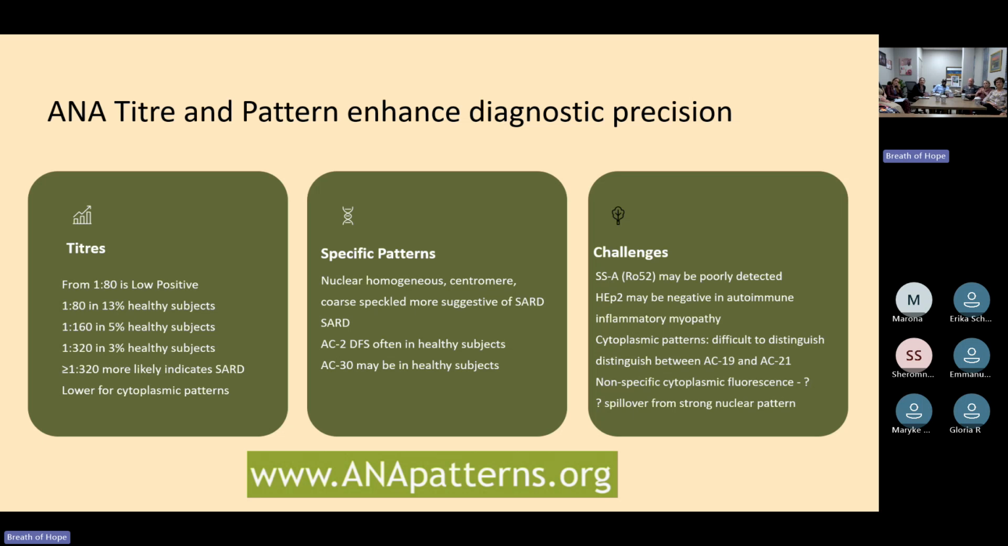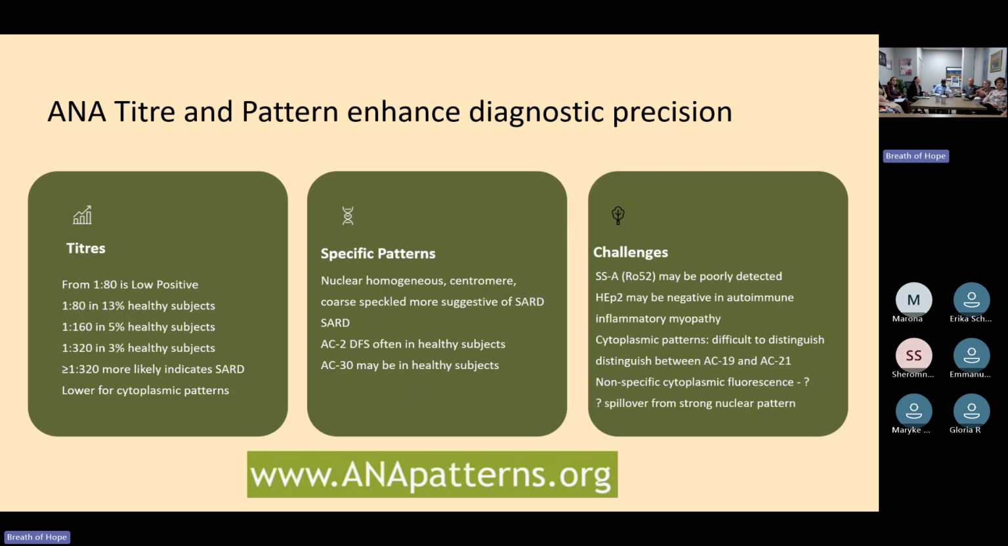All right, then in terms of the challenges that we experience with the ANA, sometimes SSA, especially the Ro52, can be poorly detected. The way that you might find this is that your ANA is negative, when you do your ENA screen, it's positive, and when you do a breakdown, you find that the SSA is elevated. So that means that it might be Ro52, and that's why it hasn't been clearly visualized on your ANA.